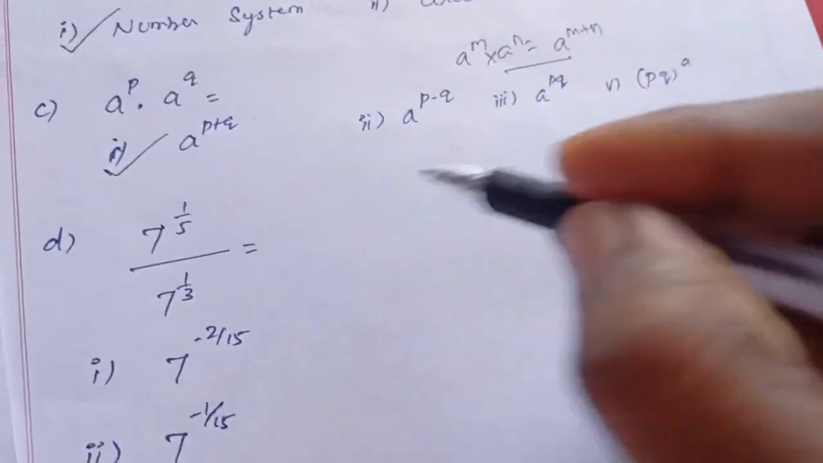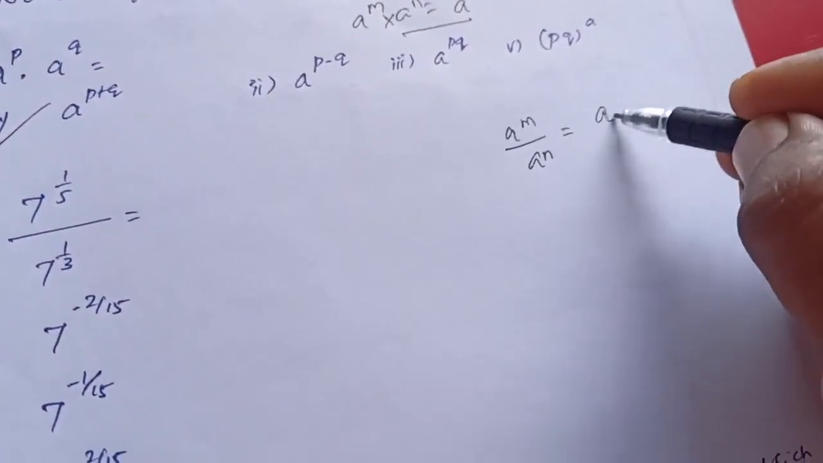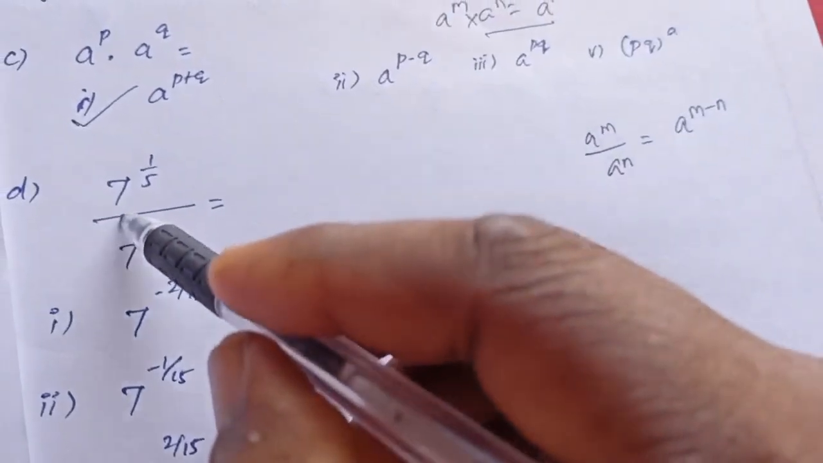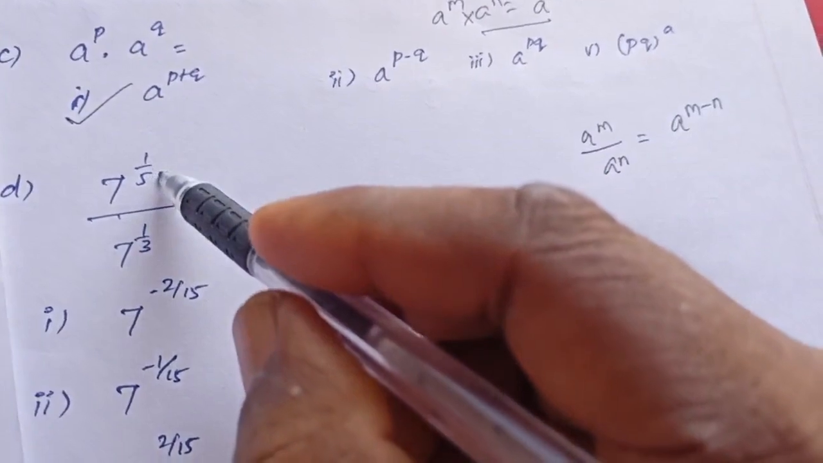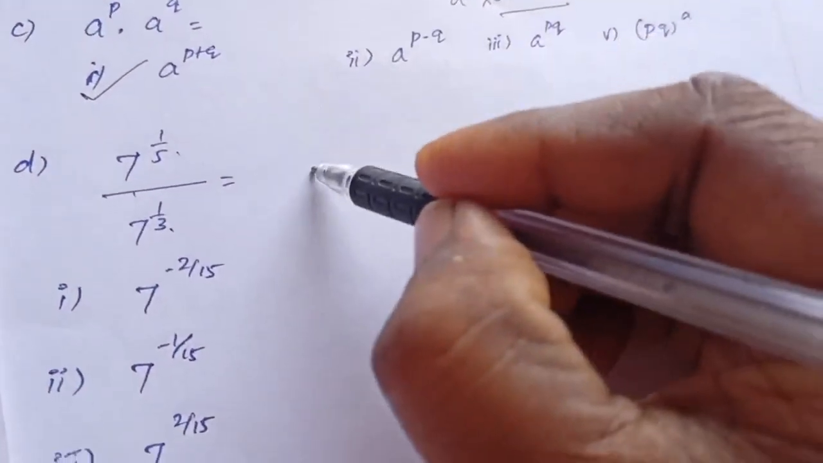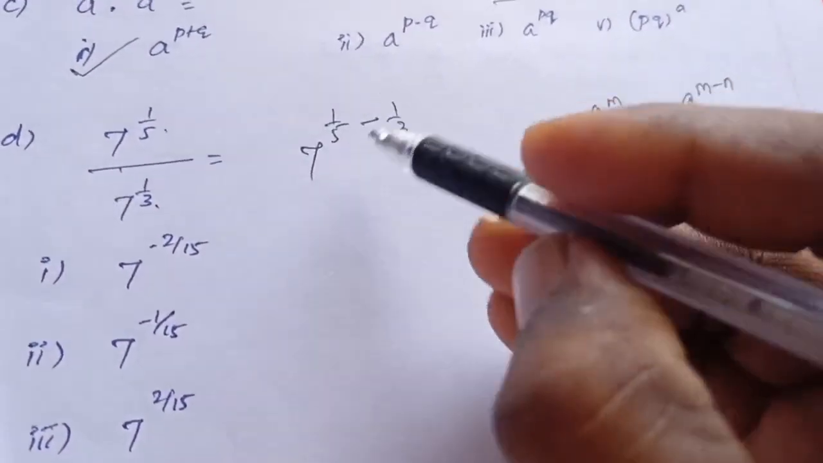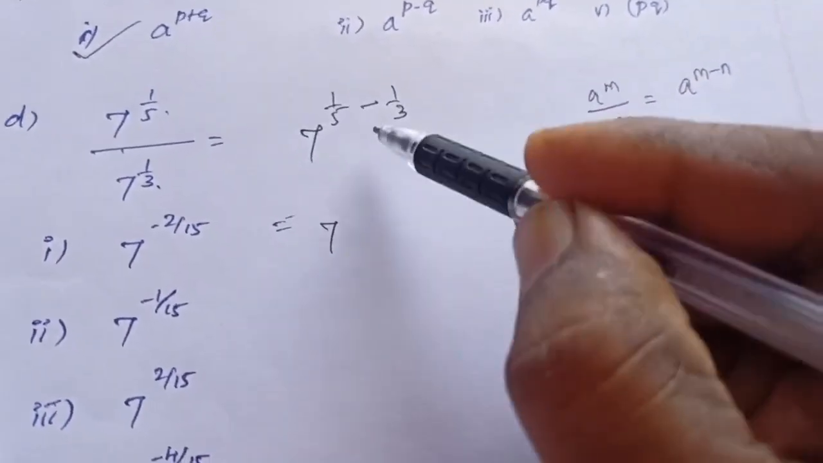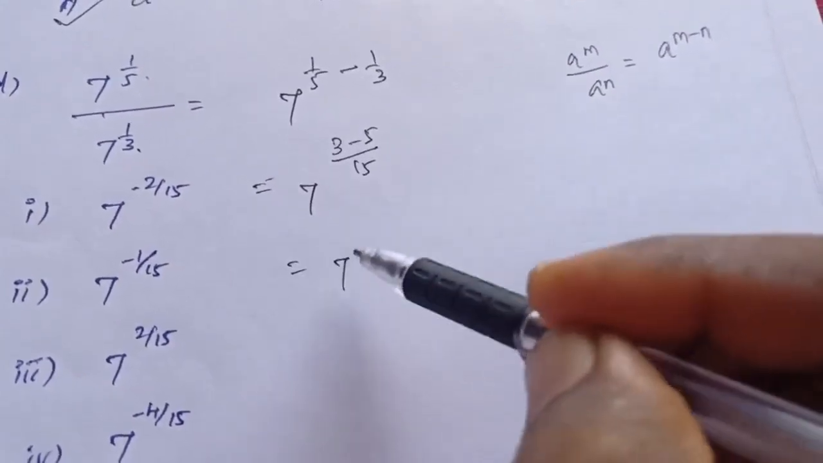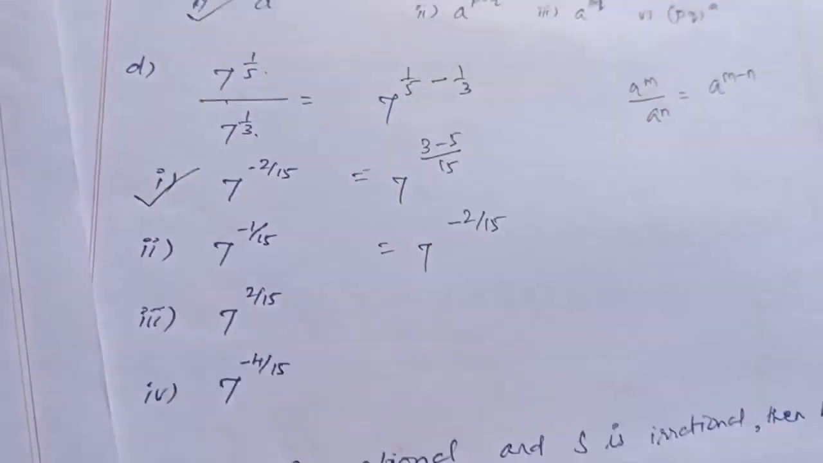Here you can check what formula we can use: a power m divided by a power n is equal to a power m minus n. We can use it here. Base value they are given as 7, power m value they are given as 1 by 5, n value they are given as 1 by 3. Bases are same, so we can subtract. So 7 power 1 by 5 minus 1 by 3. So 7 power, take cross multiplication, 3 minus 5 by 15. So it will become 7 power minus 2 by 15. So option A is correct.